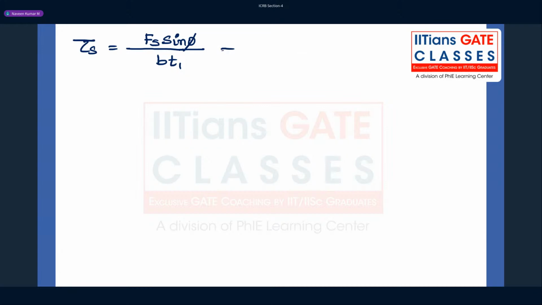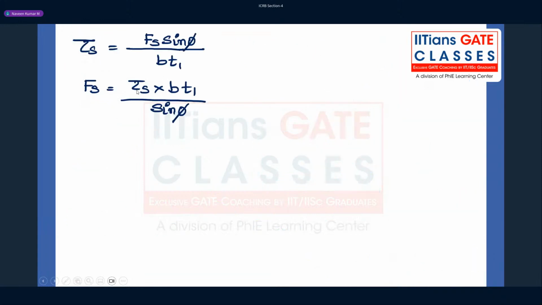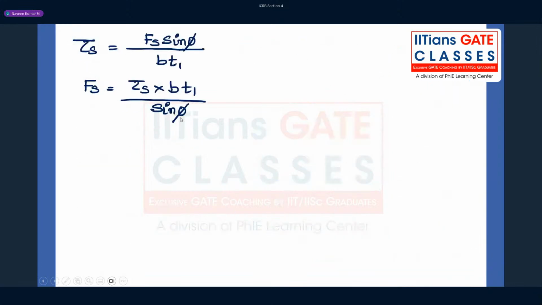Okay, so from here I can say that Fs is equal to tau s into width of chip into uncut chip thickness divided by sine phi. So the relation for Fs is coming. But to calculate Fs, we have to be given tau s. Tau s is already here. Width, yes, width is given, B. T1 also is there, but phi is not there. What is this phi? We have to find this phi.